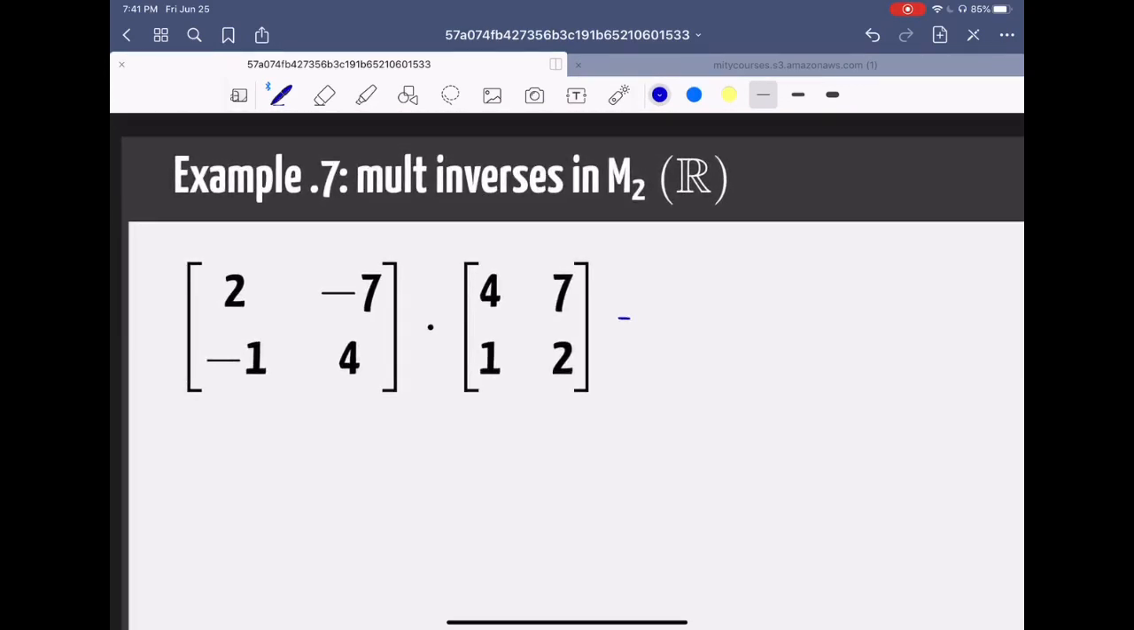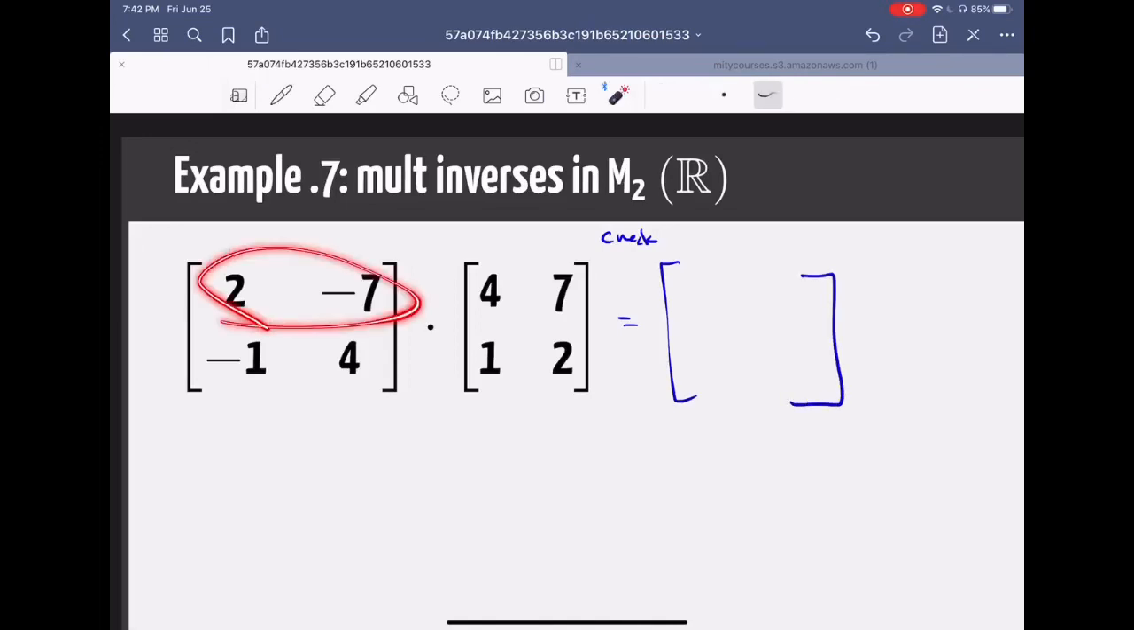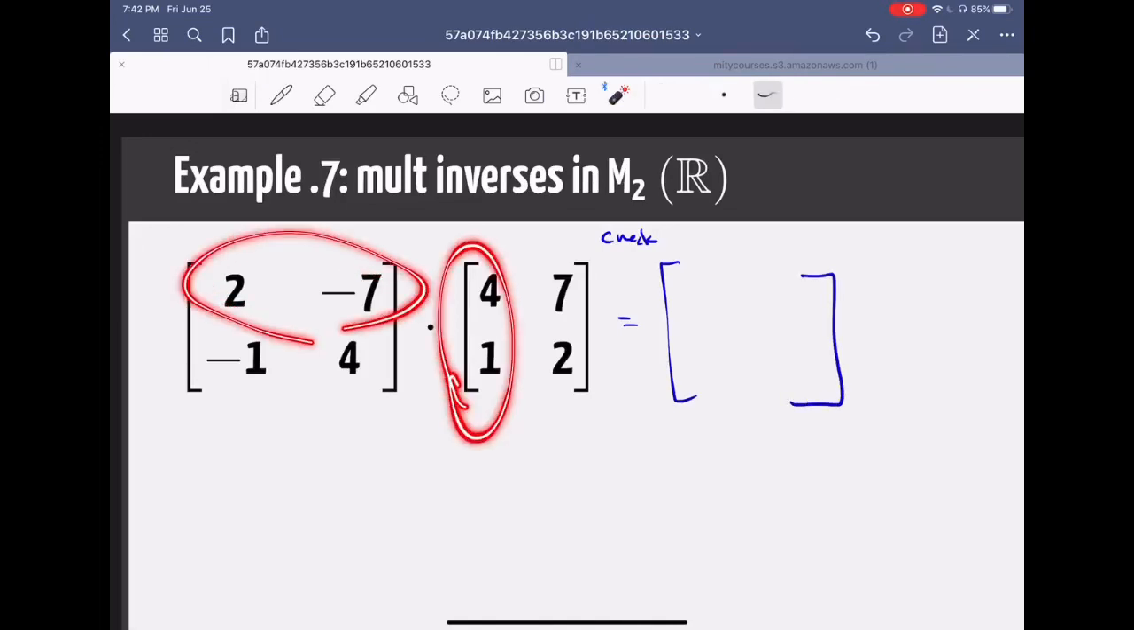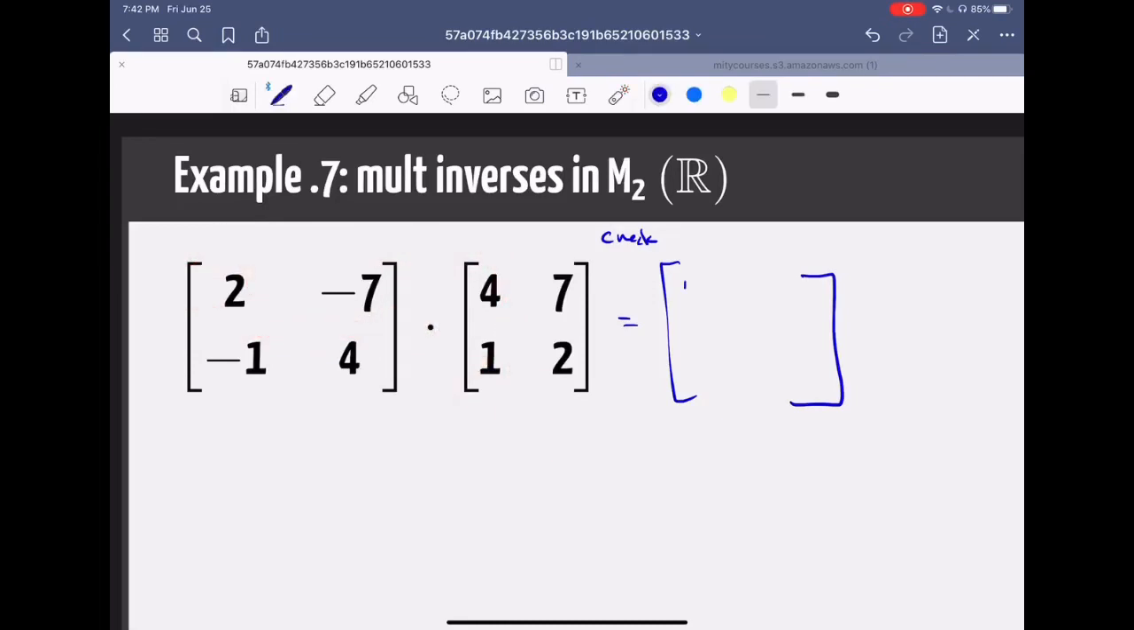What if I told you those two are inverses? We could check to see if they're really inverses. Let's check. All we do is perform the multiplication. We're going to do that row times that column. So the 2 times the 4, that gives you 8. Take away 7, that gives you 1.